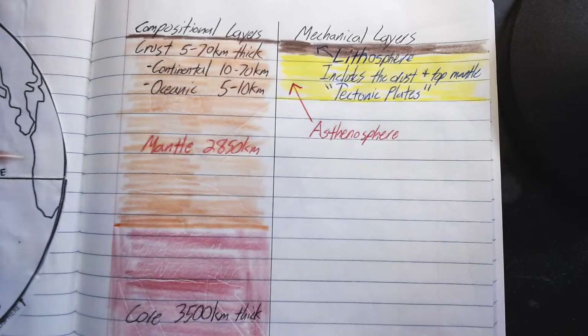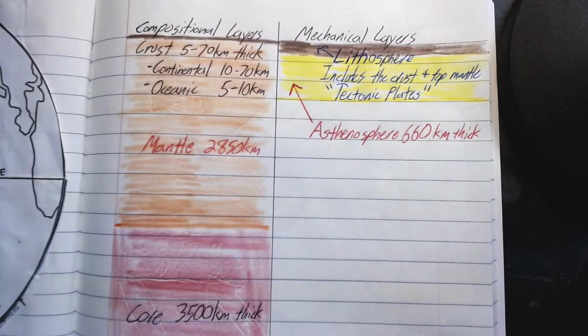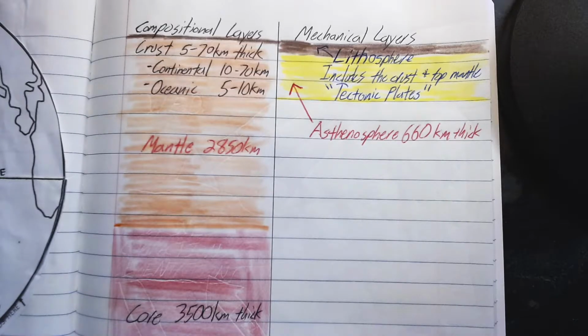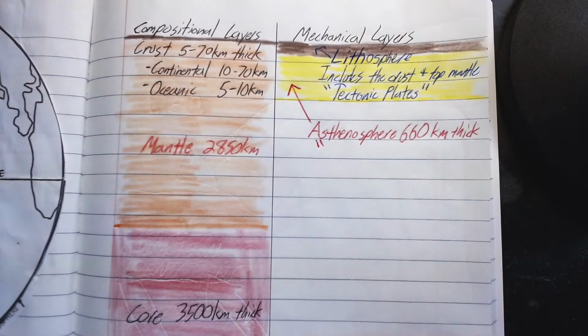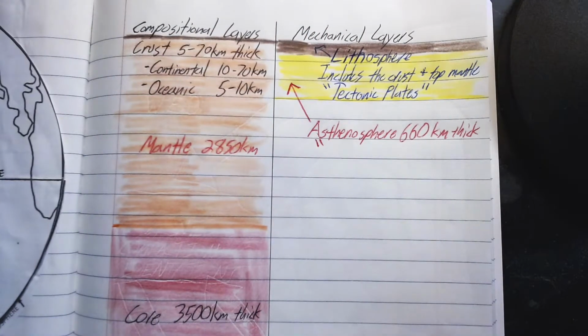So the asthenosphere is 660 kilometers thick. I'm gonna write 2 C's. So this layer is solid, but it's not. It's kind of weird solid. It's not like rock.